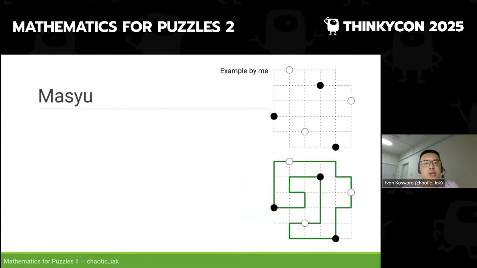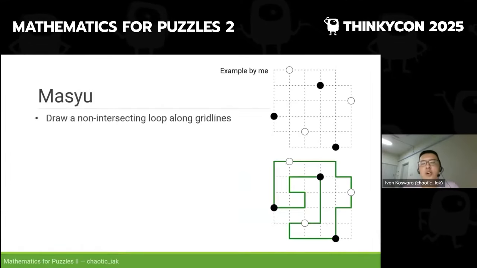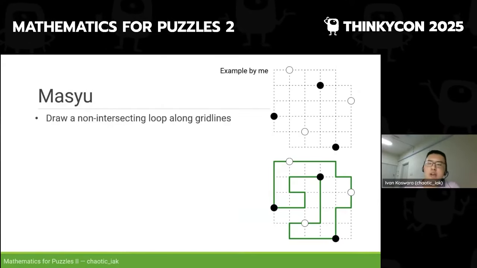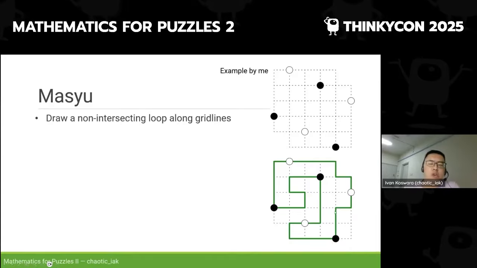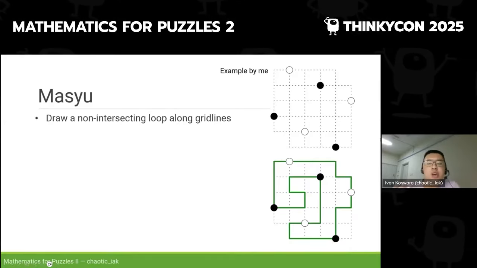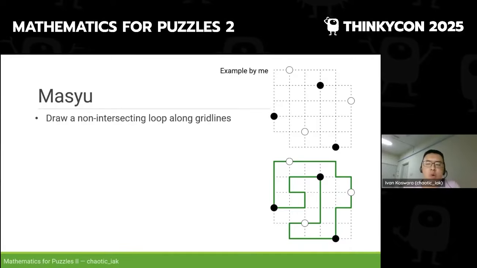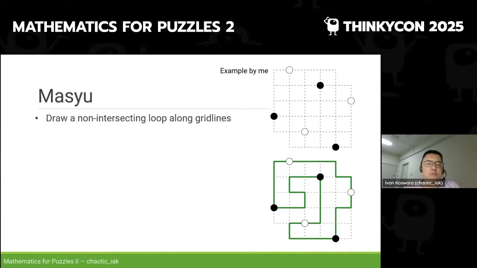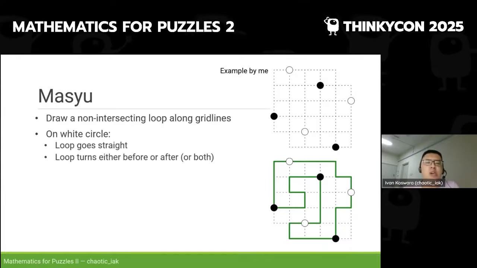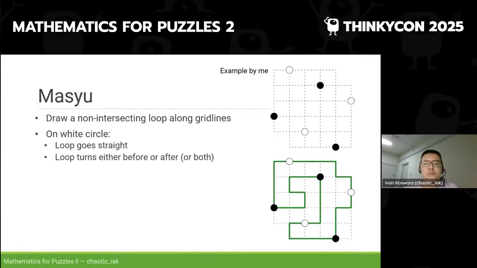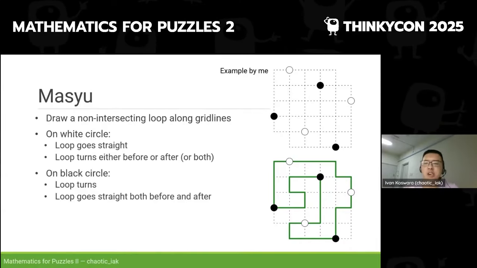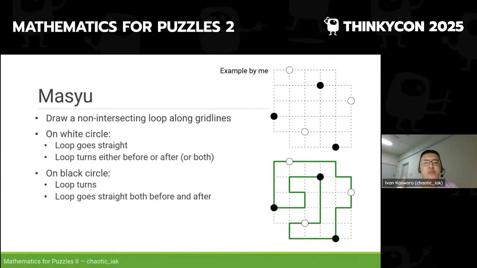This is a Masyu puzzle, which is again draw a non-intersecting loop. This is a puzzle on top and solution on the bottom. And here you can see black circles and white circles. They tell you how the loop behaves. And the rules are kind of complicated. On a white circle, the loop goes straight, and also it turns before or after or both. On a black circle, the loop turns, but it goes straight both before and after.